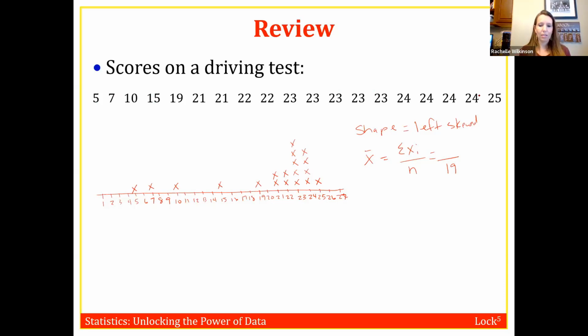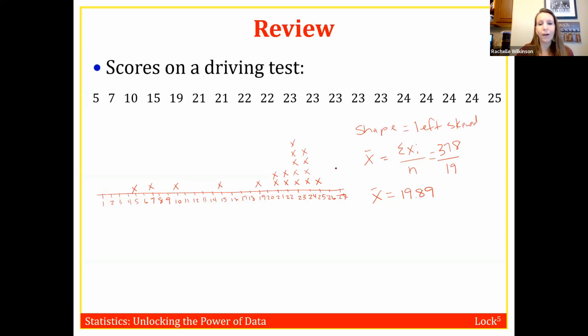So I'm going to get out my handy dandy calculator here and add those up. All right, so when I added them up, I got 378 for the total. And so if I take 378 divided by 19, then I end up with X bar equal to 19.89. So my sample mean, X bar, is 19.89.